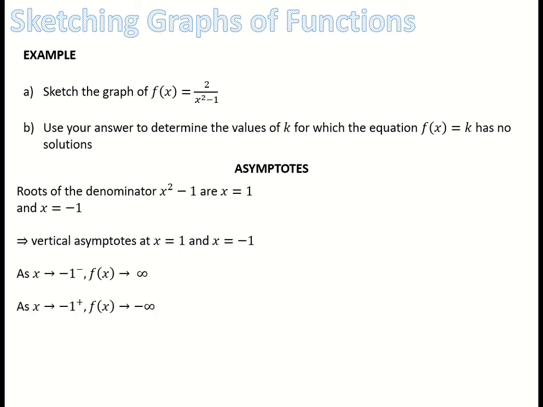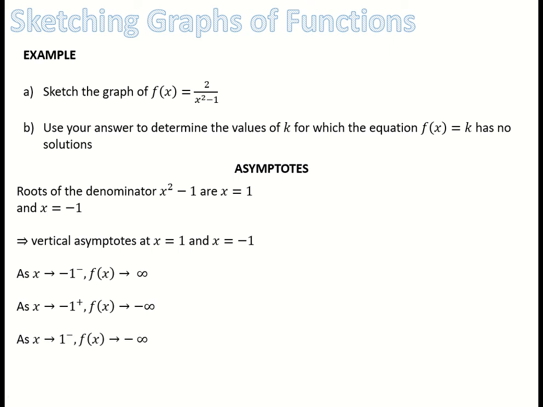Right, and as the x values come from the right-hand side, approaching this asymptote from the positive values, f of x is going to tend to minus a really, really big number. So as the graph comes in from the right-hand side towards that asymptote, it's going to shoot down. Right, we're going to do the same with the other asymptote at x equal to -1.